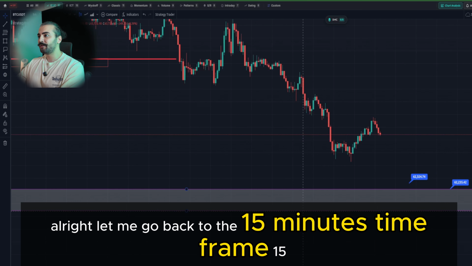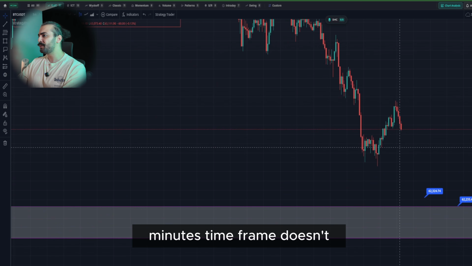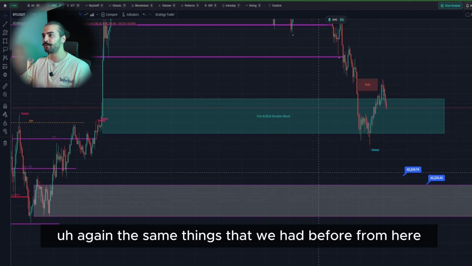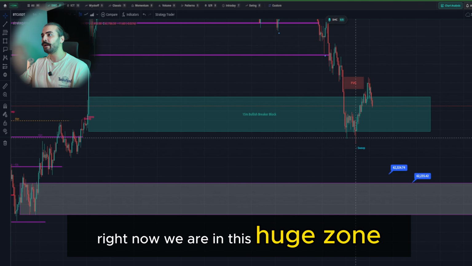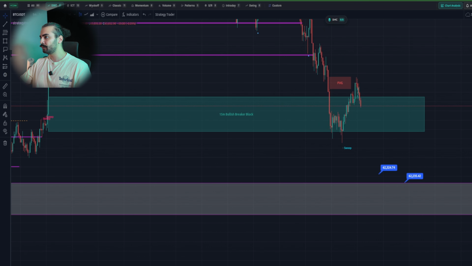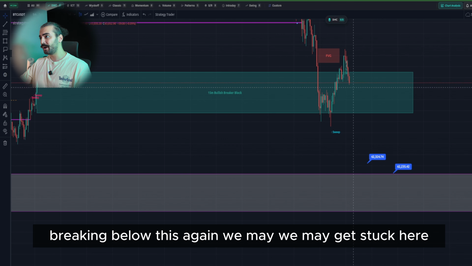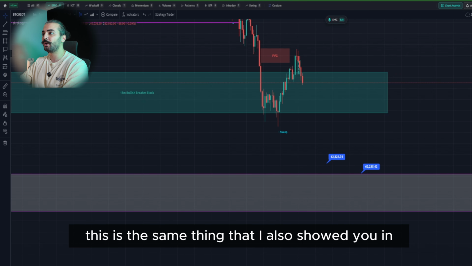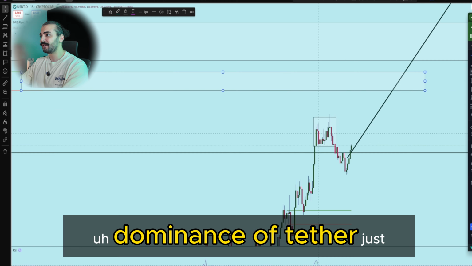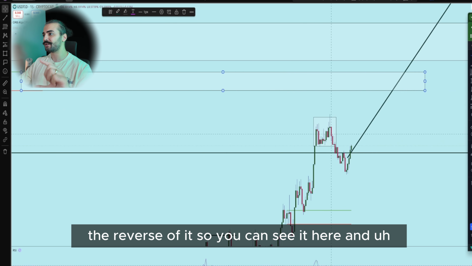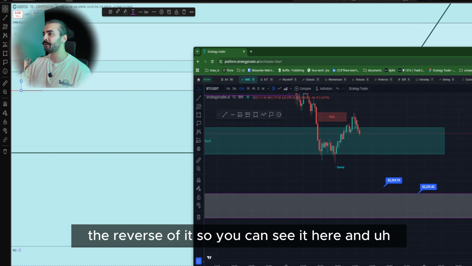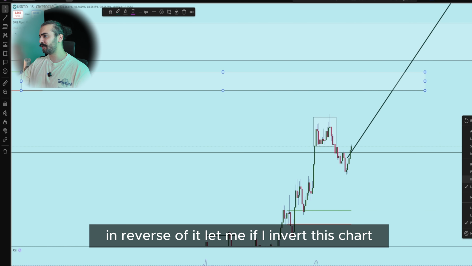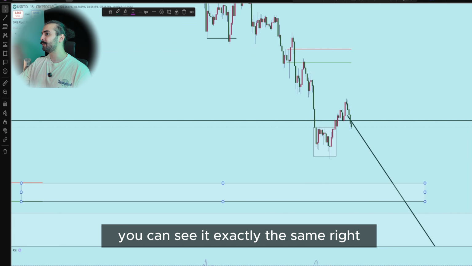All right, let me go back to the 15 minutes time frame. The 15 minutes time frame doesn't look much different than the 1 hour. So again, the same things that we had before. Right now we are in this huge liquidity zone, and then breaking below this again, we may get stuck here. This is the same thing that I also showed you in dominance of Tether, just the reverse of it. So you can see it here, and the same here, exactly the inverse of it. If I invert this chart, you can see it exactly the same, right?